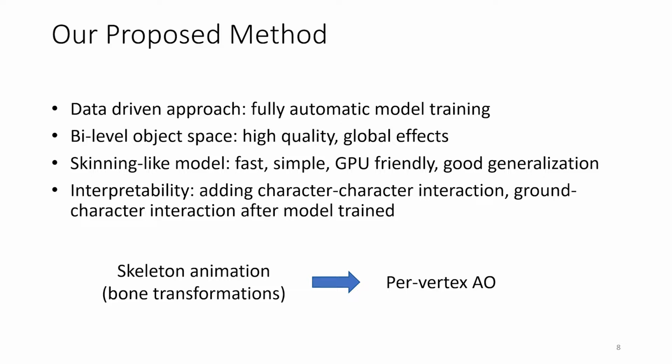Our model is a data-driven approach and includes a fully automated training setup. It's a bi-level object space approach which produces high-quality global effects as well as local detail. It's a skinning-like model which lends itself to a fast, simple, and GPU-friendly implementation. It handles poses well that are not in the training set, and its interpretability allows for modes of operation that have not been seen during training, such as character-to-character interaction and ground-to-character interaction.